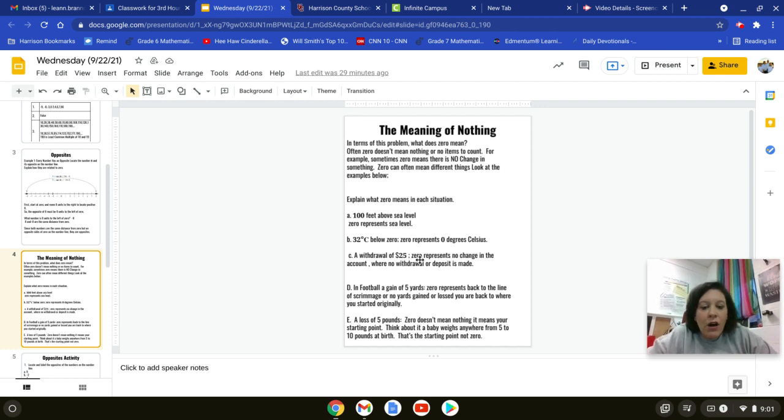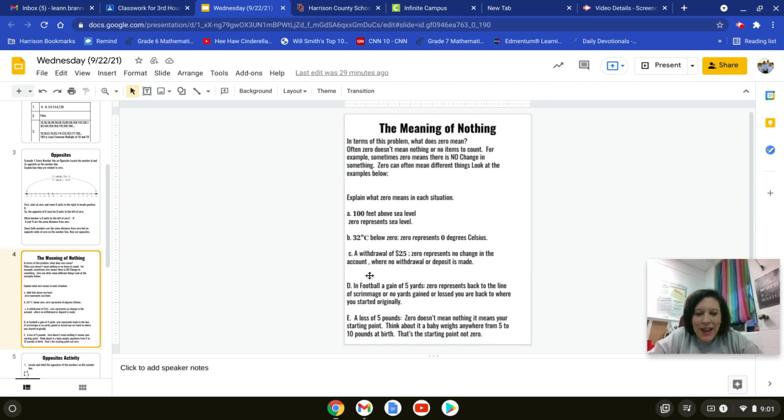A withdrawal of $25. Zero means that the account would stay the same. There was no withdrawals or no deposit made. The account staying the same. Because most of the time at a bank, they won't let you have $0 in that account. It would shut down. It would close automatically.